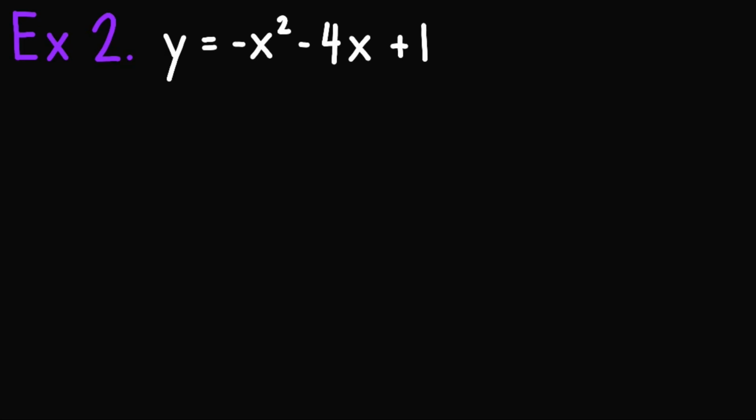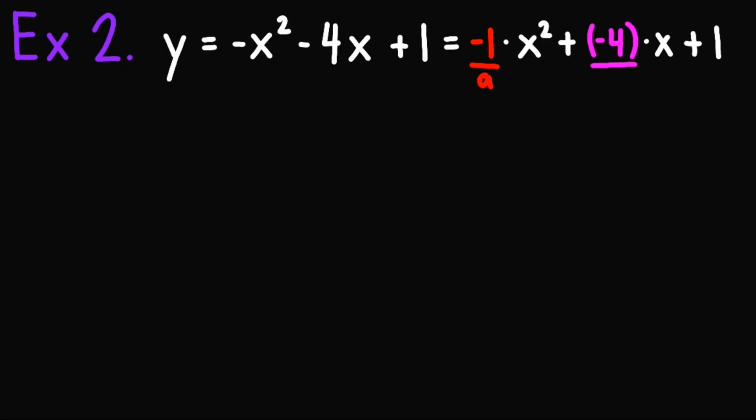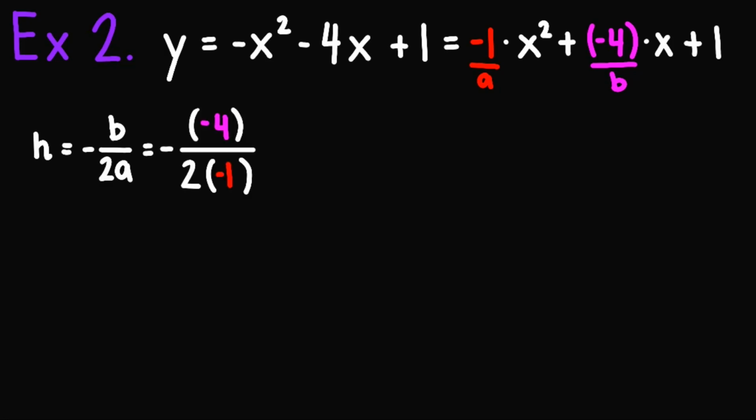Take note that we can express this equation as negative 1 times x squared plus negative 4 times x plus 1. So we do this to easily see a and b. So negative 1 represents the a, while negative 4 represents the b. Given this, we can obtain h. Again, h is given by negative b over 2a. So plugging in b and a, we'll have negative times negative 4 all over 2 times negative 1.